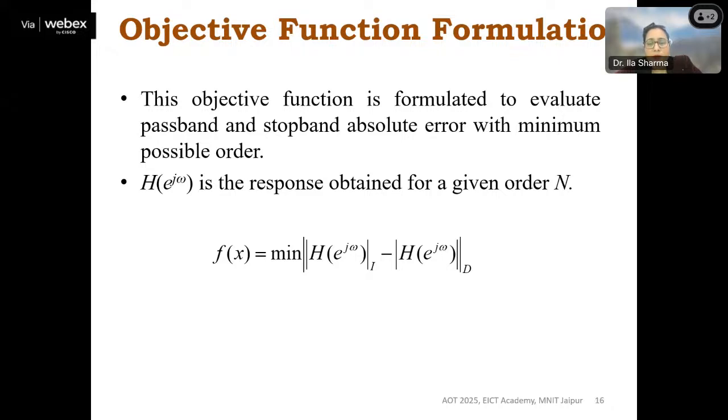F of x, minimum of this mod, that is H of e raised to the power j omega, subscript I representing the ideal filter, minus magnitude response of H of e raised to the power j omega, subscript d, that is the design filter. So I'm calculating the error value, or the difference value, of the ideal magnitude response and the design magnitude response. You can observe that ideally it should be 1, a constant value, but when we design it, there are fluctuations, you recall that ripples are there. So definitely its value is not 1, it differs from that.